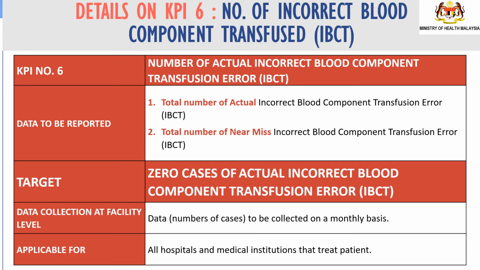This is the details on KPI 6. The number that should be reported is the total number of actual incorrect blood component transfusion error and the number of near-miss incorrect blood component transfused error. And the target is 0 cases of actual incorrect blood component transfusion error, and data is collected monthly, and it is applicable for hospital and medical institution that treats patient.